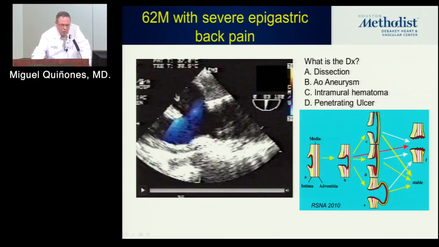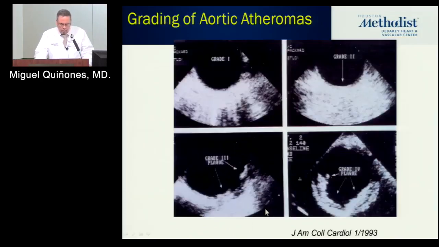So they don't grow in trees. But when they come and you pick them up, I'm assuming this will be detected by any of the three techniques, TEE, CT, or MR. The clues are a lot of atherosclerosis. They always have severe atherosclerosis of the aorta. And then you see this area with a break, and then, of course, echogenic material, which is clot. Finally, atheromas. We see a lot of them when we're doing routine TEEs.